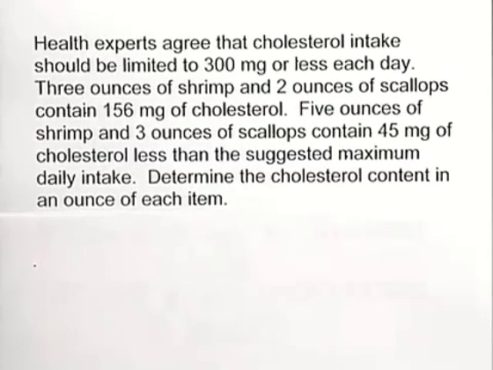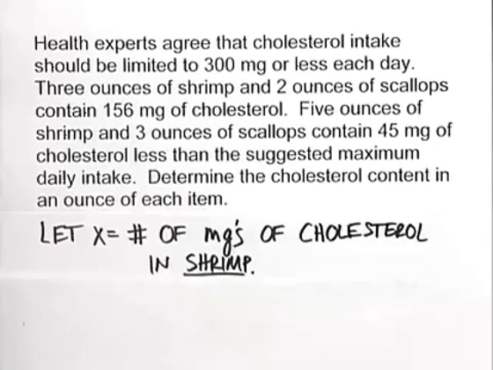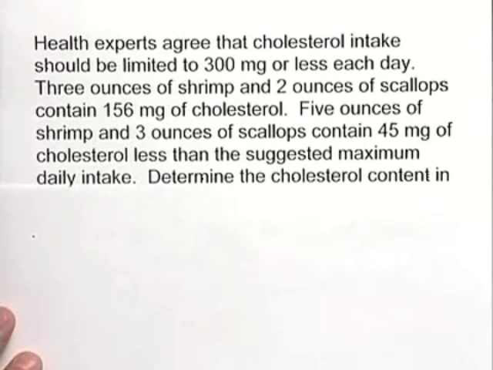All right, as with any word problem, first thing we have to do is define our variables. So let's let x equal the number of milligrams of cholesterol in shrimp and y the number of milligrams of cholesterol in scallops. Well, that was easy. Now what we want to do is set up a system of 2 equations and 2 unknowns using x and y.